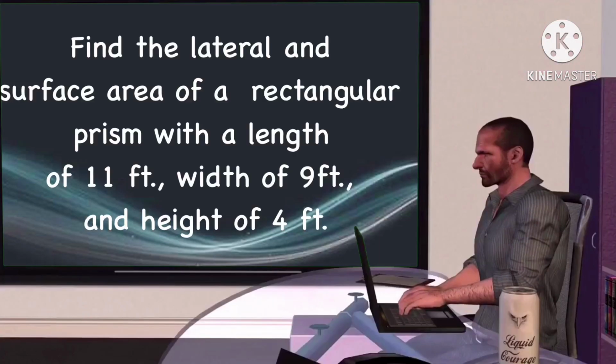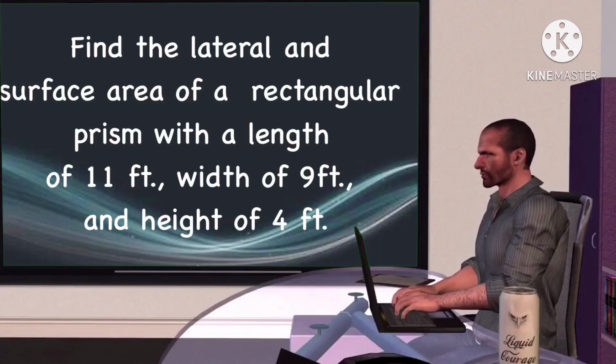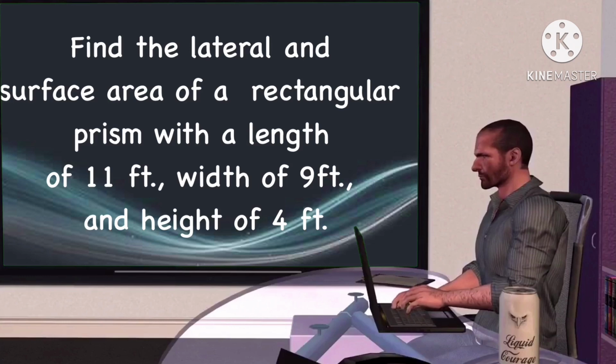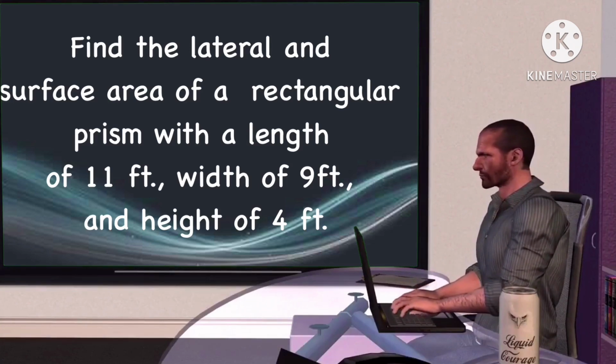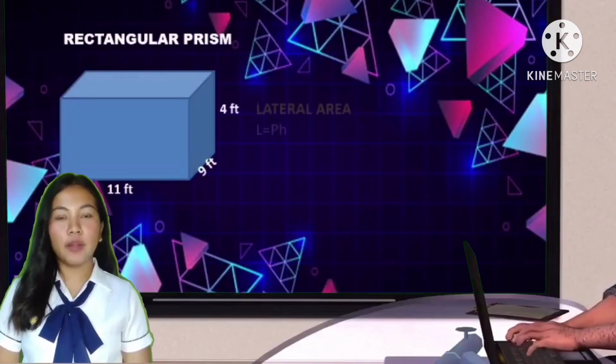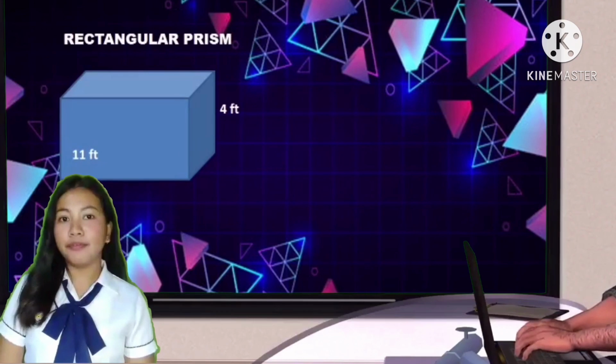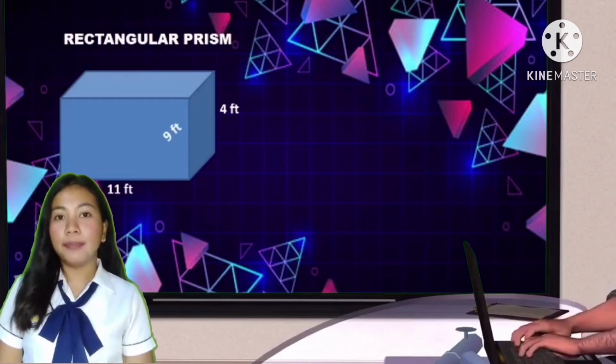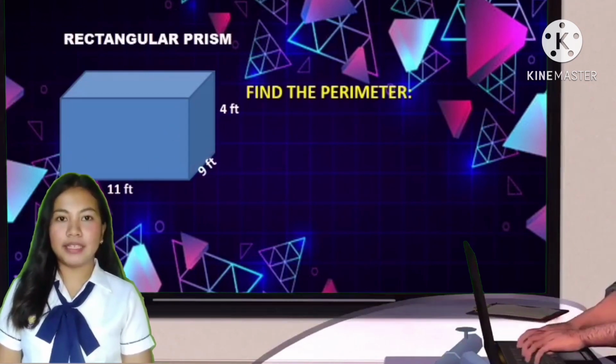Now, let us try to solve an example. Find the lateral and surface area of a rectangular prism with a length of 11 feet, a width of 9 feet, and a height of 4 feet. The formula for the lateral area is lateral equals perimeter times height. But before that, let us first find the perimeter of the rectangular prism.